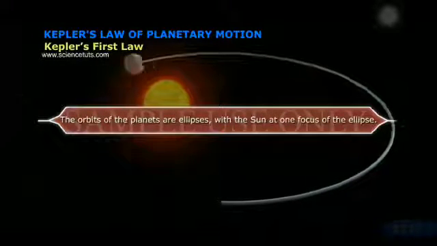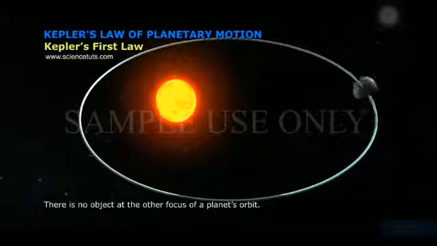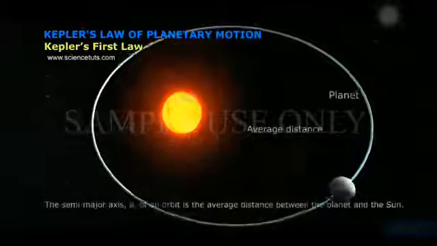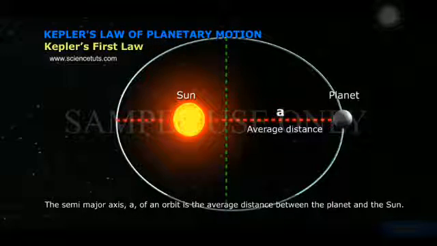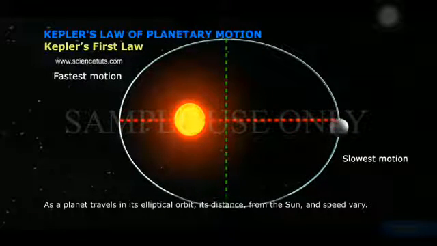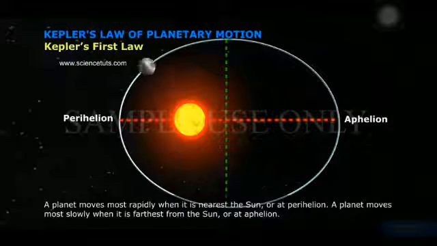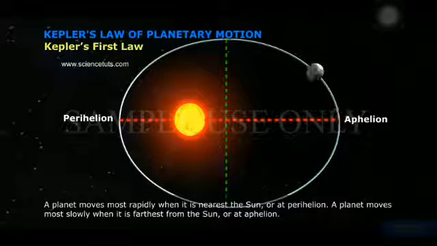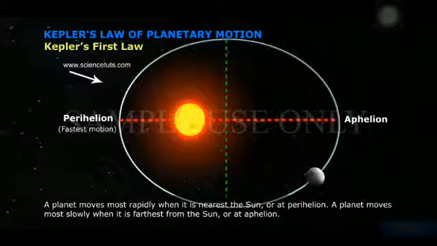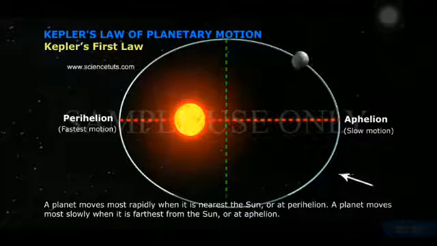Kepler's first law. The orbits of the planets are ellipses with the Sun at one focus of the ellipse. There is no object at the other focus of the planet's orbit. The semi-major axis A of an orbit is the average distance between the planet and the Sun. As a planet travels in its elliptical orbit, its distance from the Sun and speed vary. A planet moves most rapidly when it is nearest the Sun, or at perihelion. A planet moves more slowly when it is farthest from the Sun, or at aphelion.